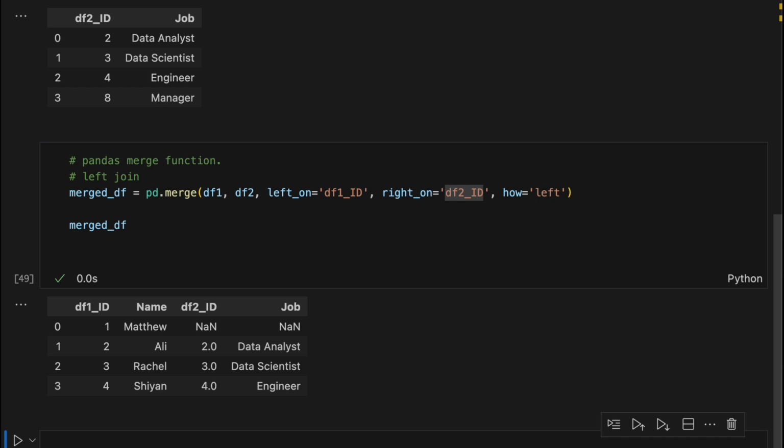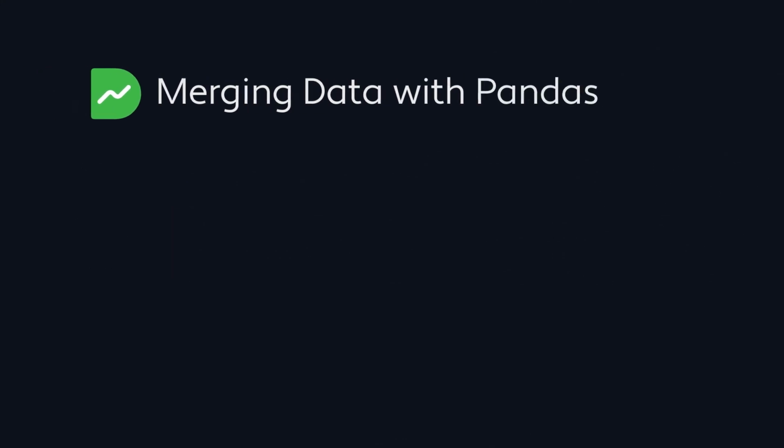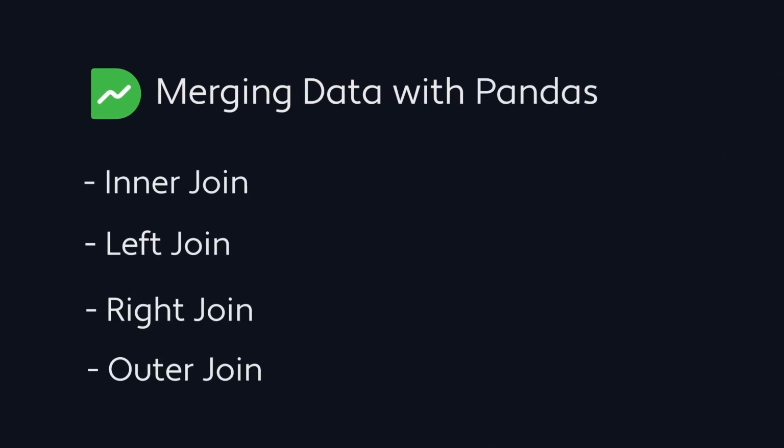So to recap, you can merge data frames in Pandas using different join types, depending on how you want to combine your data. In this video, we've covered inner joins, left joins, right joins, and outer joins.